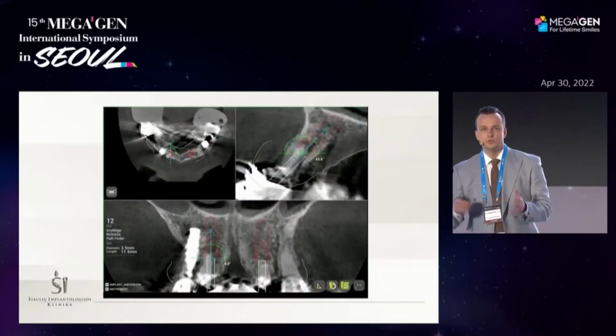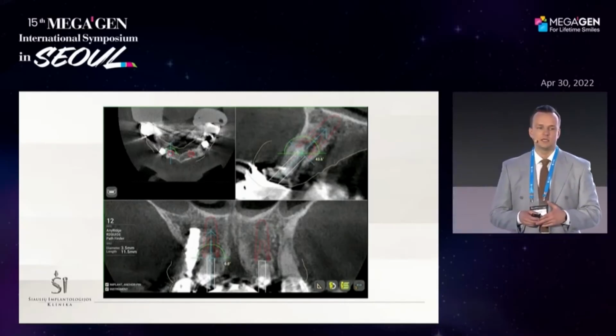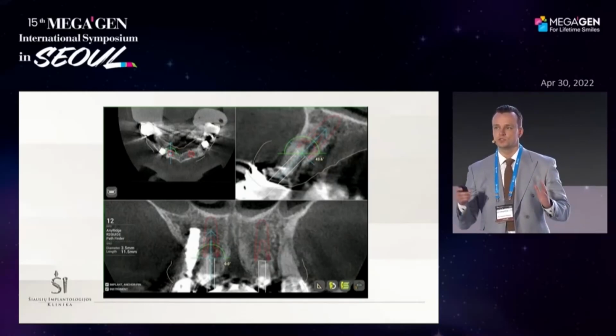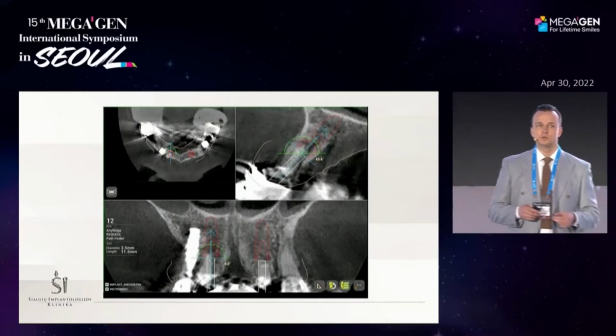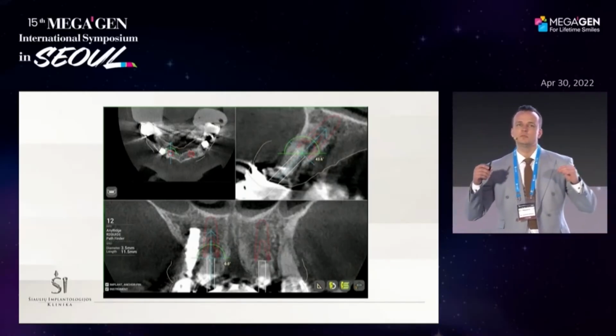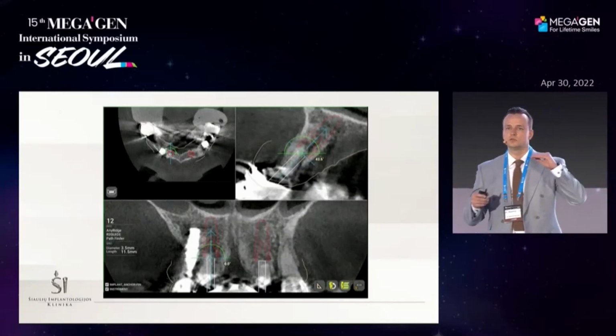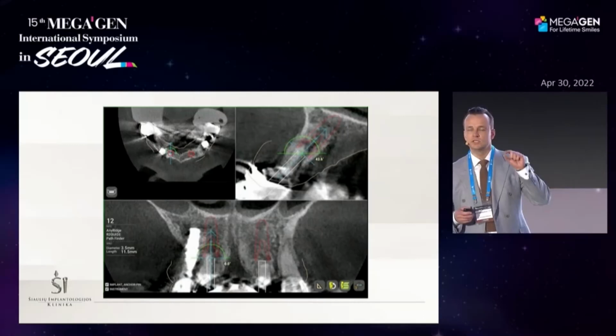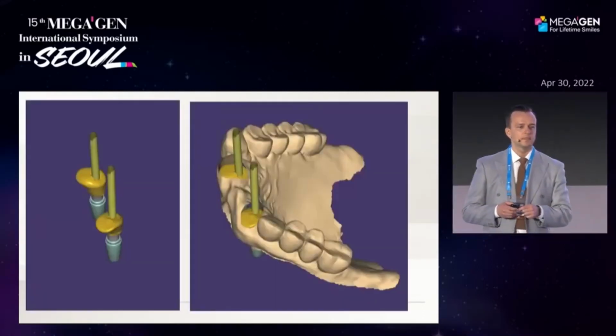We move on to the cone beam CT scan and already started to plan our case. First of all, the implant positions. According to our treatment plan, we are placing our implants 3 millimeters deeper according to the edge of the palatal wall, trying to leave at least 1 millimeter thickness of the palatal bone.